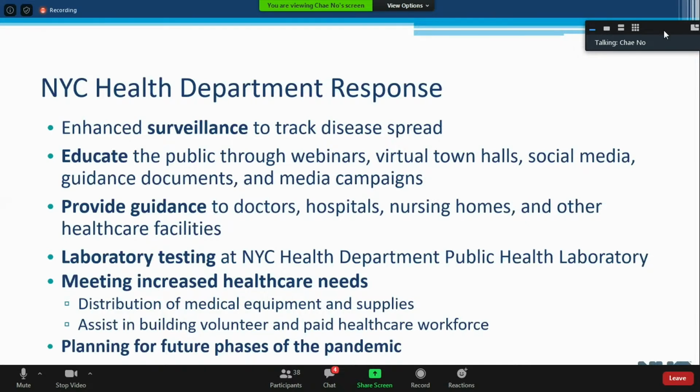We're also providing guidance to doctors, hospitals, nursing homes. We're also testing at our public health laboratory, and we're distributing medical equipment and supplies to healthcare facilities, and we're sending volunteers. And finally, unfortunately, we're also planning for the future phases of the pandemic.